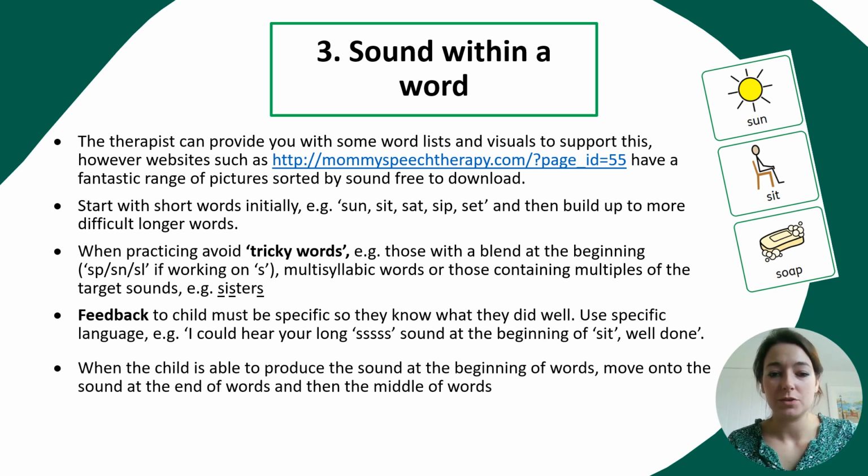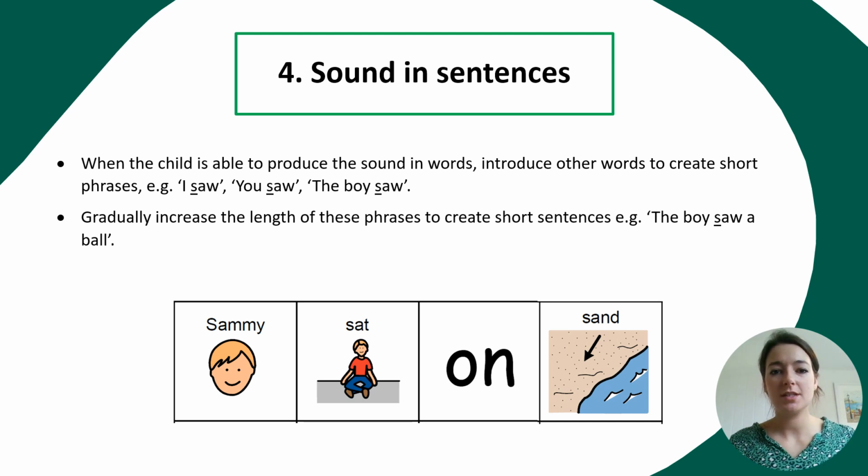It also helps to use words that are familiar and functional for the child. So see if you can make a list of words beginning or ending or having the sound in the middle of the word that are relevant to them to practice. Once the child is able to produce the sound in a range of words in all word positions, you can support them to say the sounds in sentences.